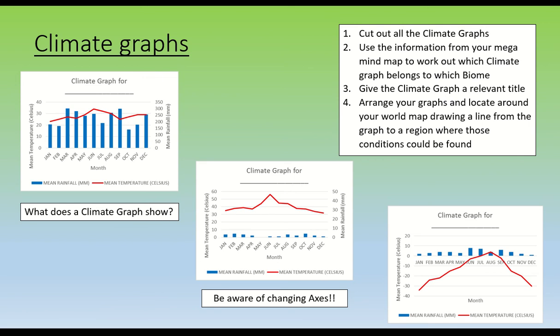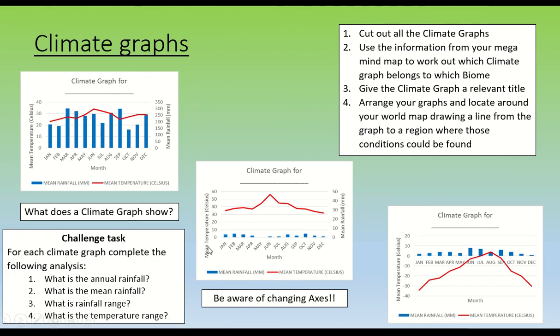So what you're doing is following these steps, 1, 2, 3, 4: arrange these climate graphs. Once you've figured out where they belong using your mind map from last lesson, just plot them around your world map and then draw a line from the climate graph to where it's found. For example, if you felt that this had high temperatures most of the year and pretty much no rain, that's probably quite an easy one to spot. It's a desert. So I would cut out and stick the climate graph for a desert, and then draw a line from this climate graph to a place that I know is a desert area on my color-coded map. And you do that for the rest of them.